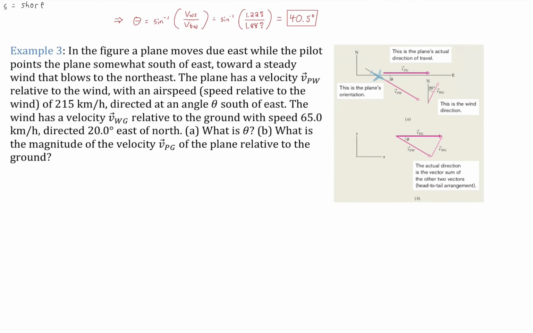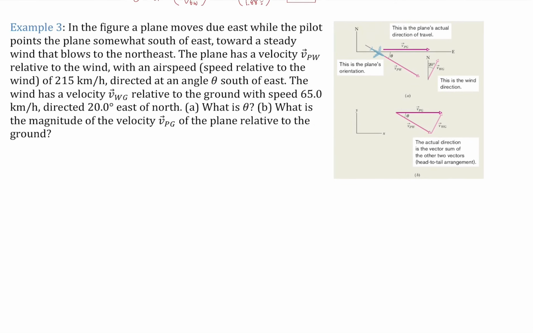So first, the simpler of the last two. In the figure, a plane moves due east while the pilot points the plane somewhat south of east towards a steady wind that blows to the northeast. You see everything's not at right angles to each other.